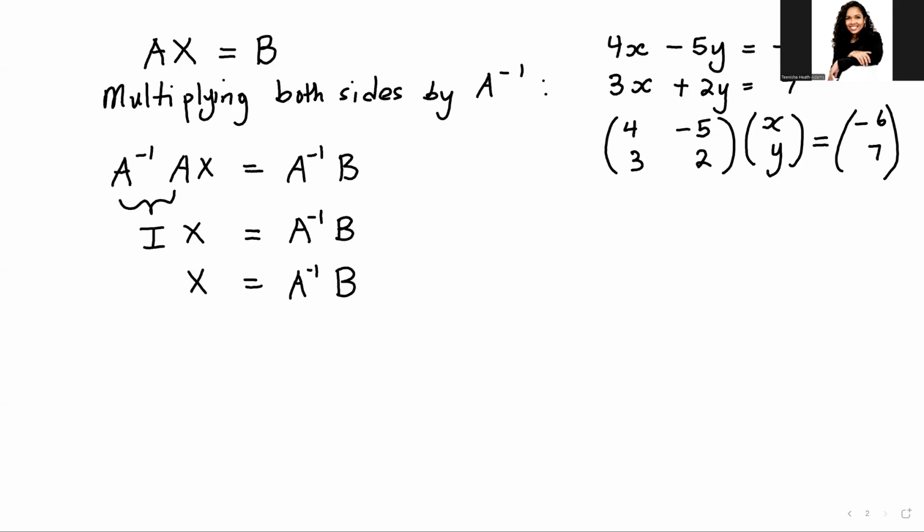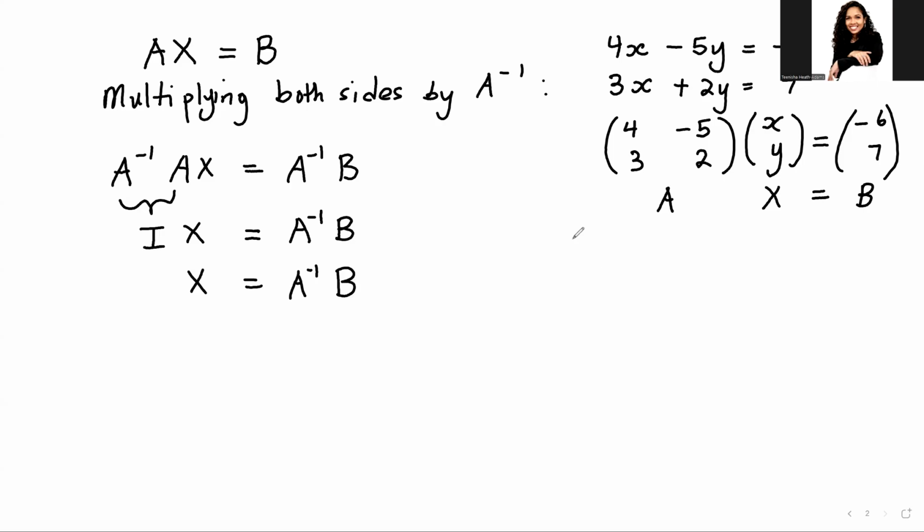So here, A is 4, negative 5, 3, 2. X is x, y, and then B is this matrix here, negative 6 and 7. So now I have AX is equal to B. So I'm going to follow the same rules that I did here. I'm going to multiply both sides by A inverse. But in order to do that, I would first need to find out what A inverse is, right?